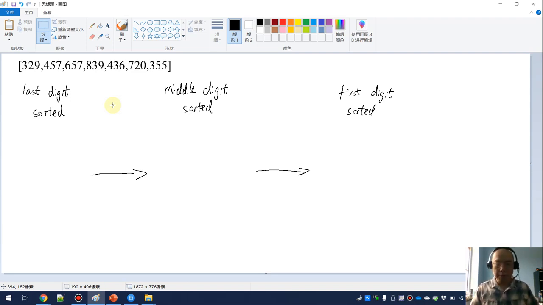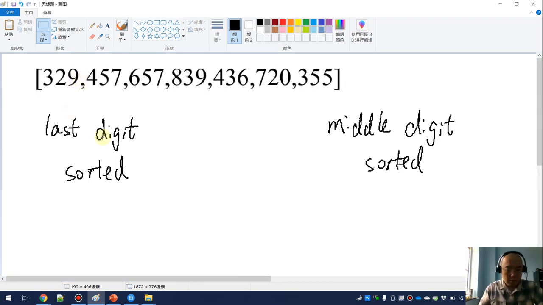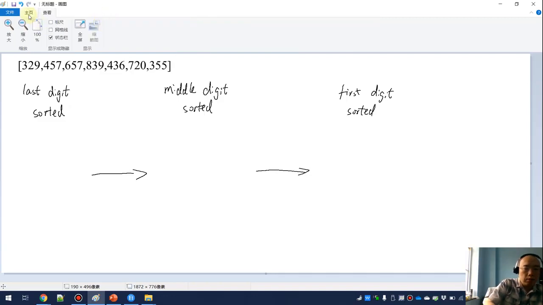Oh, where's my pen? Okay, here it is. So if we want to do a stable sort on the last digit, we are only touching the 9, 7, 7, 9, 6, 0, and 5. So what is the result?